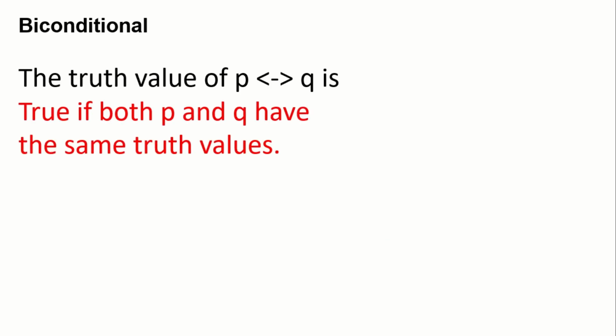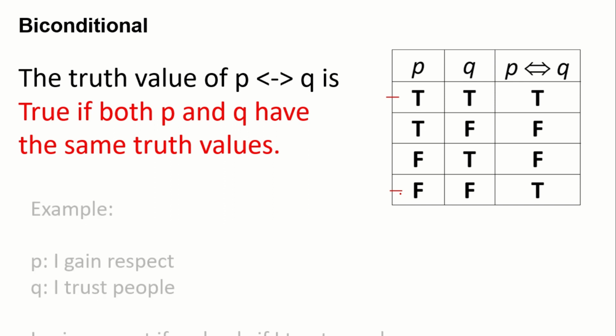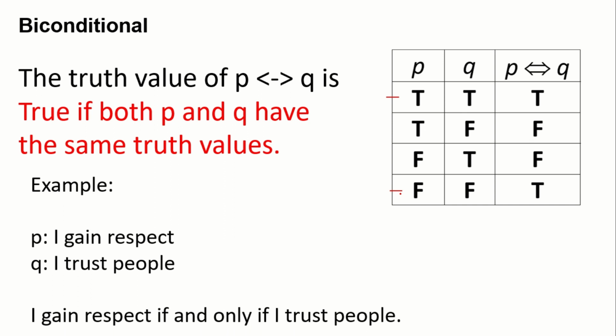So two conditions. The truth value of this is true if both have the same truth values. So you only have the first and the last row. Otherwise it is false. So, I gain respect if and only if I trust people. If either one of these statements is false, then the overall statement is false.